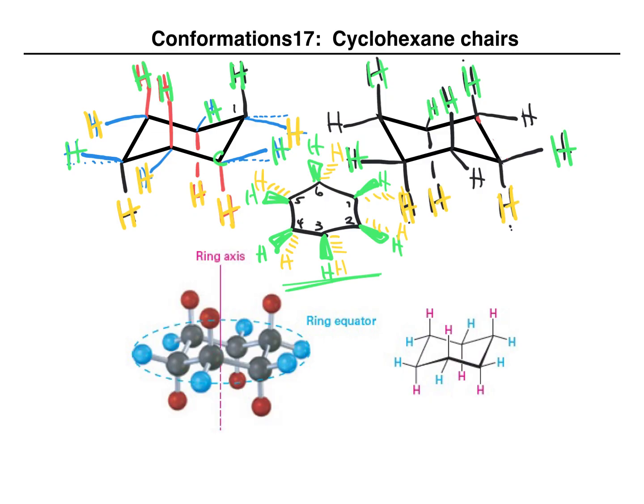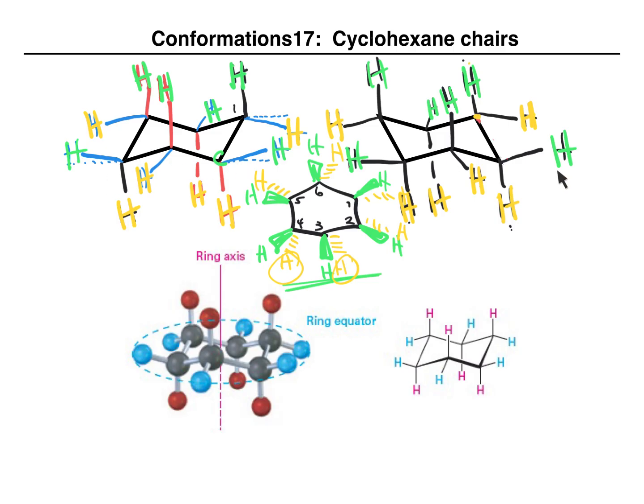Those are definitely on the bottom face of the chair, which was the back face of the flat ring. Now looking at this carbon, this hydrogen is up, so this one must be the one on the bottom face. This one is bottom face, and this one is bottom face.